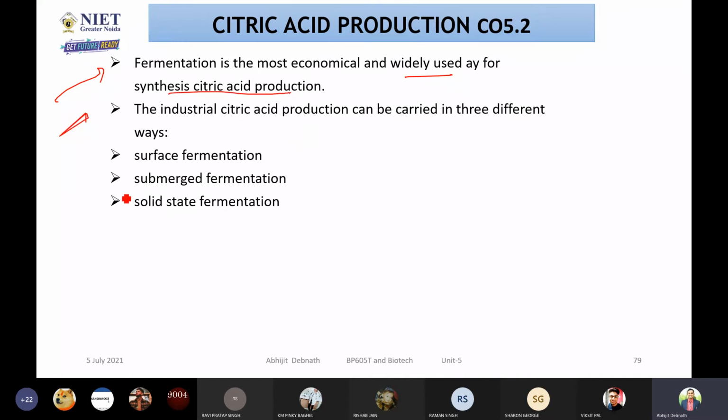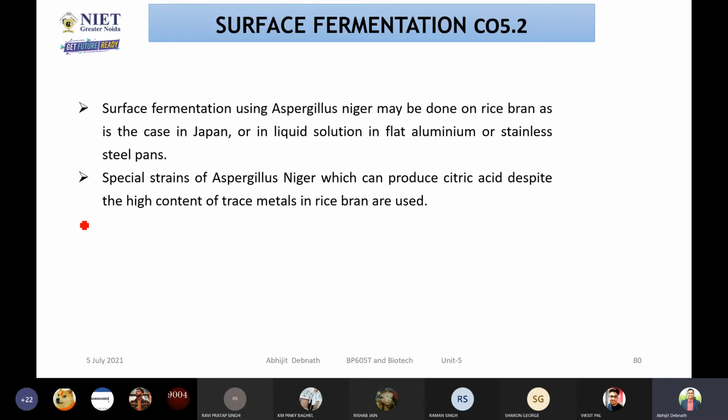So industrial citric acid production is done in three ways: one is surface, one is submerged, and the other is solid state fermentation. Surface fermentation, all of you are aware of. In that case, we are using Aspergillus niger, and that may be done on rice bran, as in Japan, or in liquid solution in flat aluminium or stainless steel pans. Aspergillus niger is used as a microbe which can ferment rice grain and other things in Japan.